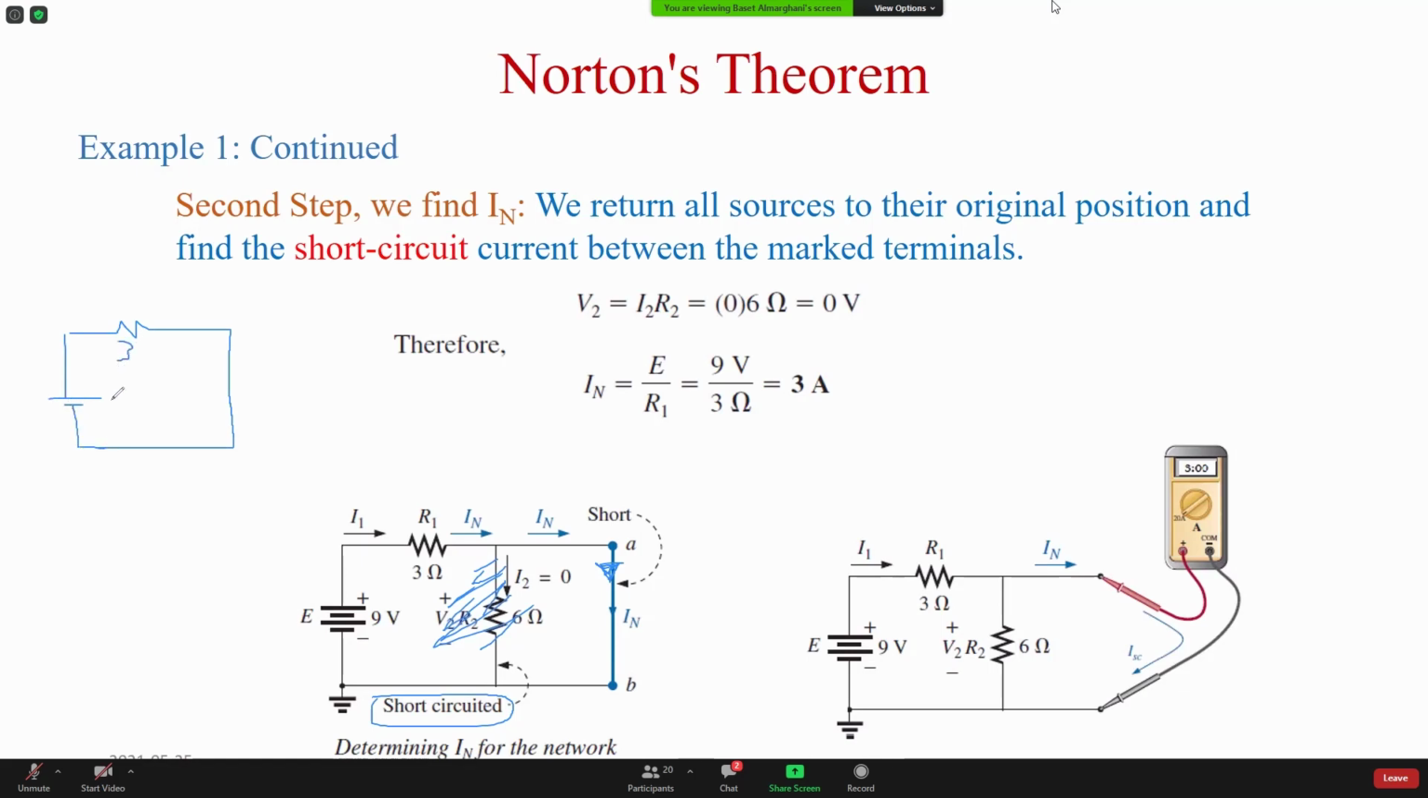Three, 9. This is the short circuit current. This branch is gone because it's shorted. So what is the current? 9 divided by 3 is 3 amperes.